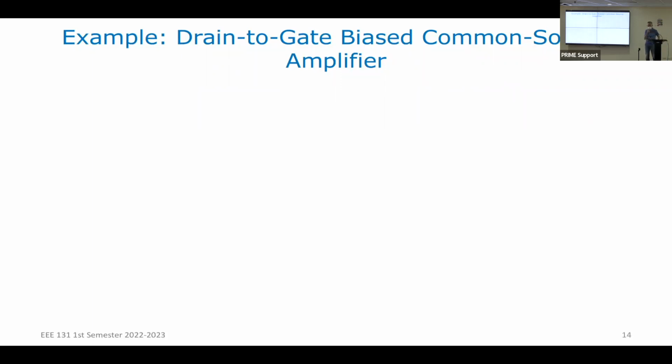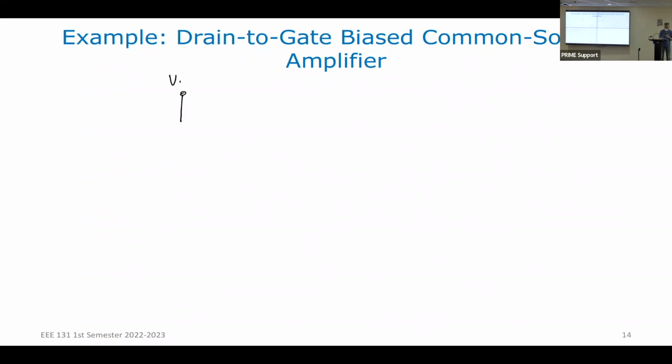Okay. Let's take another example. This time I'm going to see whether you can do it on your own. But I'm going to complicate things a bit. So my example is going to be a common source amplifier, but now it is drain to gate biased. So naalala nyo, one of the biasing schemes of your MOSFET is you connect a resistor between your drain and your gate. So how does that look like?